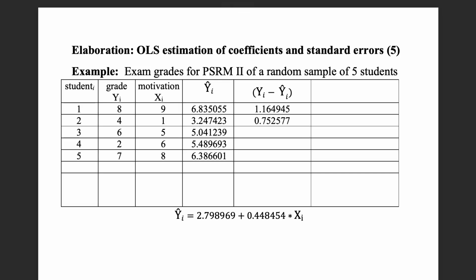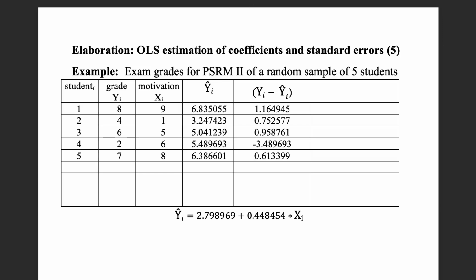So for the second student, you see the actual grade was also a little bit higher than the predicted grade. Still quite low, but that's not surprising if your motivation is at 1. So for that student, the residual was 0.752577. Again, the observed grade of 4 minus the predicted grade of 3.247423 works out to this residual of around about 0.75.